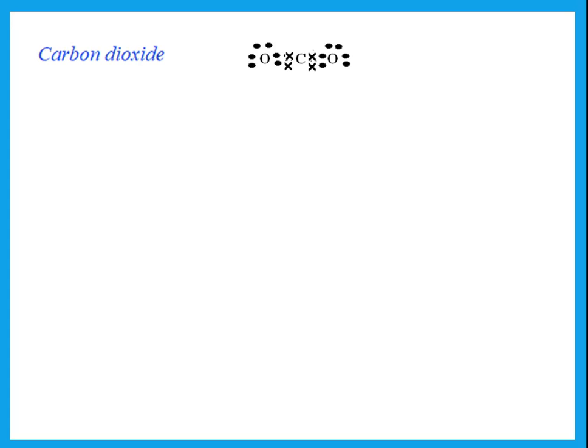Remember, you're going to put the 2 from the oxygen being shared with the carbon, but it still has the rest of the 6, so you need to put them around the oxygen. So this is how you draw carbon dioxide. And carbon dioxide has double covalent bonds because it is sharing 2 pairs of electrons between each pair of atoms.